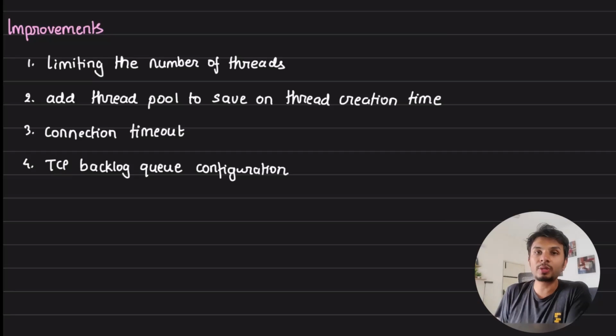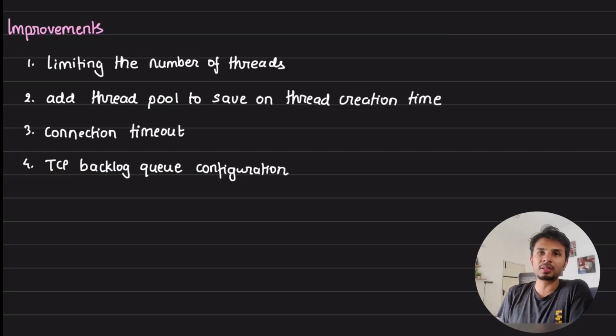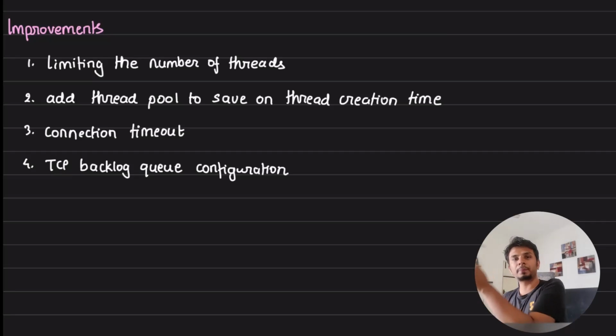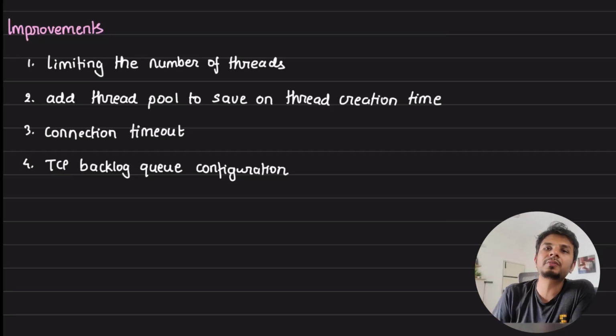Now for you to do that, there is something called a thread pool. What you would do is spin up a thread pool that contains, let's say, 1000 threads. And whenever you need a thread, you go to the thread pool, take the thread, do the processing, and then put the thread back into the thread pool. This way you limit the number of threads that your process would ever have.